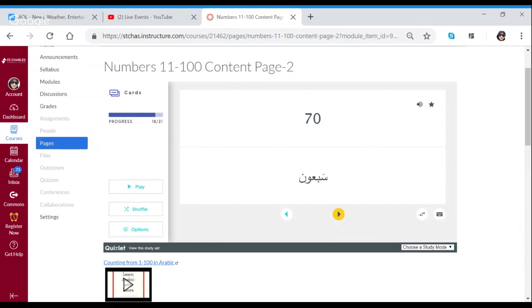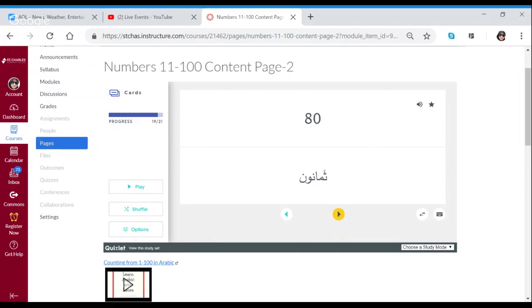76. ستة وسبعون. Good. 77. Saba wa Sabaoon. 78. Thamania wa Sabaoon. And 79. Tisa wa Sabaoon. Very good. And then we get to 80, which is Themanun.